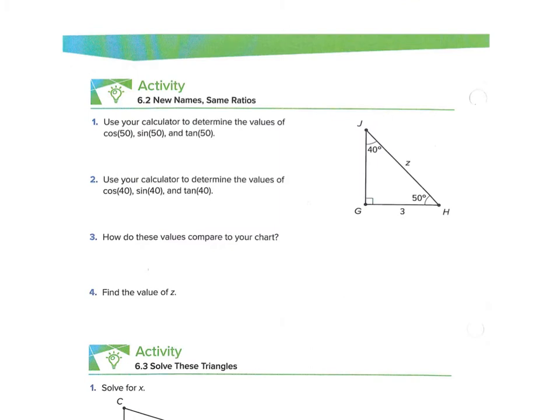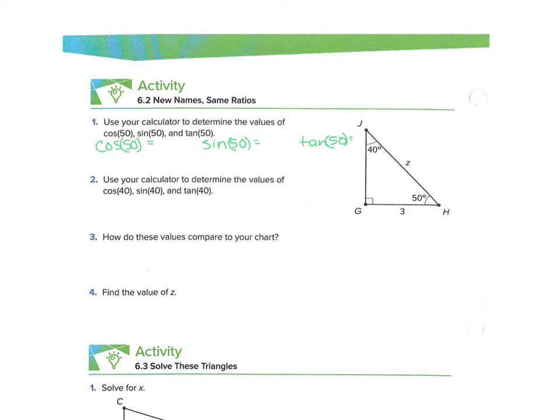This is the same triangle you and I were just working on the page before. So it says to use our calculator to determine the values of cosine 50, sine of 50, and tangent of 50. So if you could please write down cosine of 50 equals, whether you have parentheses around the 50 or not doesn't really matter, sine of 50 degrees equals, and tangent of 50 degrees equals. We're just going to calculate those on our calculator in just a moment.